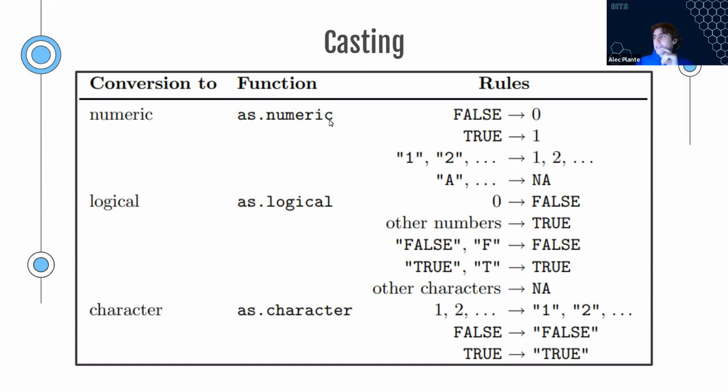But this is kind of how you do it, right? So you can change a false and a true to 0 and 1 respectively. An A, or pretty much any other character or string of characters, will be true. Logical, 0 is false. Any other number is going to be true. And then the strings F and T are going to translate to false and true. And characters will pretty much just turn any input you have into a character.